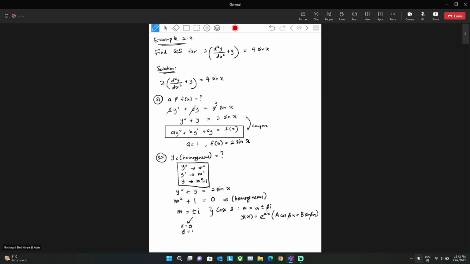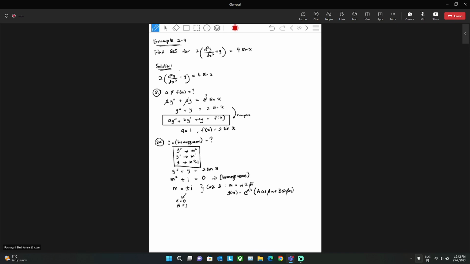So what is your y c(x)? y c(x) becomes exponential 0 x, a cos 1 x plus b sin 1 x. So finally your y c(x) equal to exponential 0 is 1, so a cos x plus b sin x.